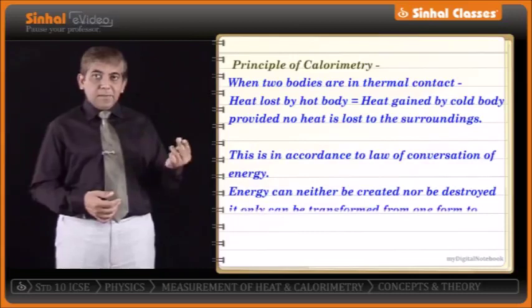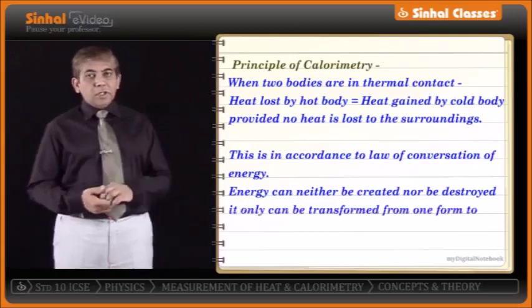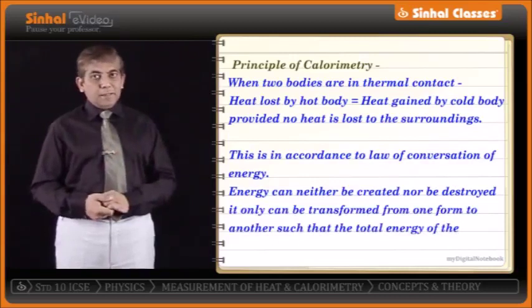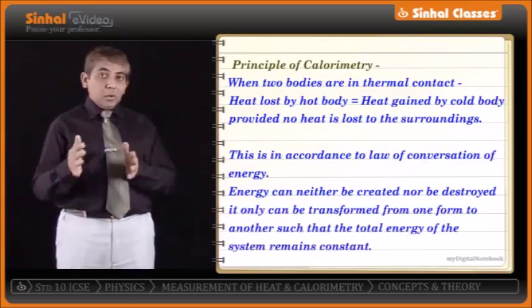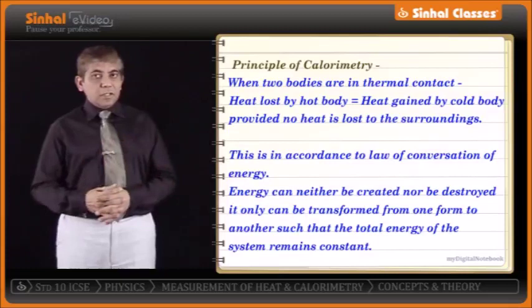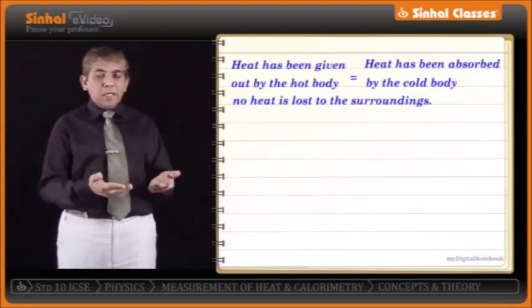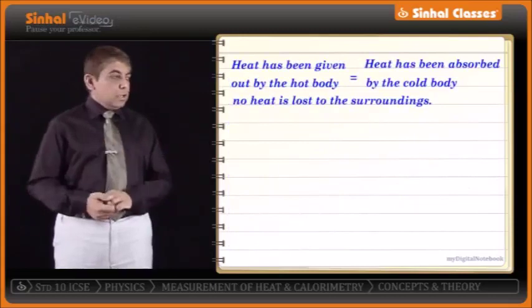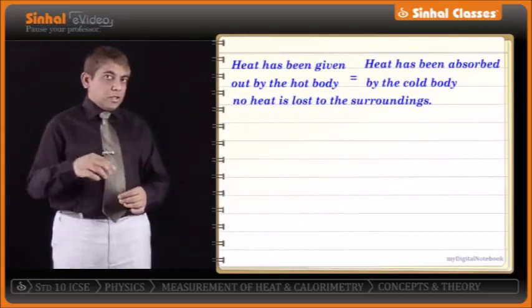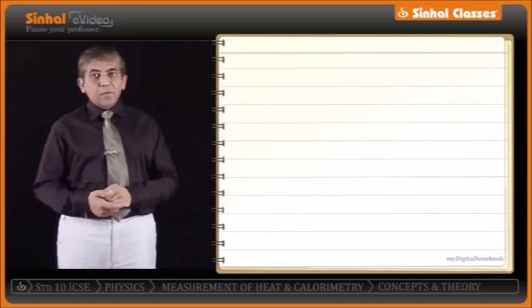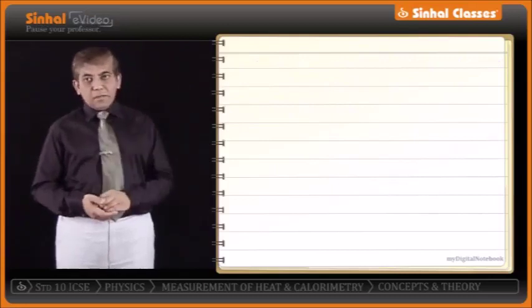Energy can neither be created nor destroyed, it can only be transformed from one form to another, such that the total energy of the system remains constant. So here also we are saying that the heat has been given out by the hot body, heat has been absorbed by the cold body, so that no heat is lost to the surrounding. Using the principle of calorimetry, we have one set of numericals.